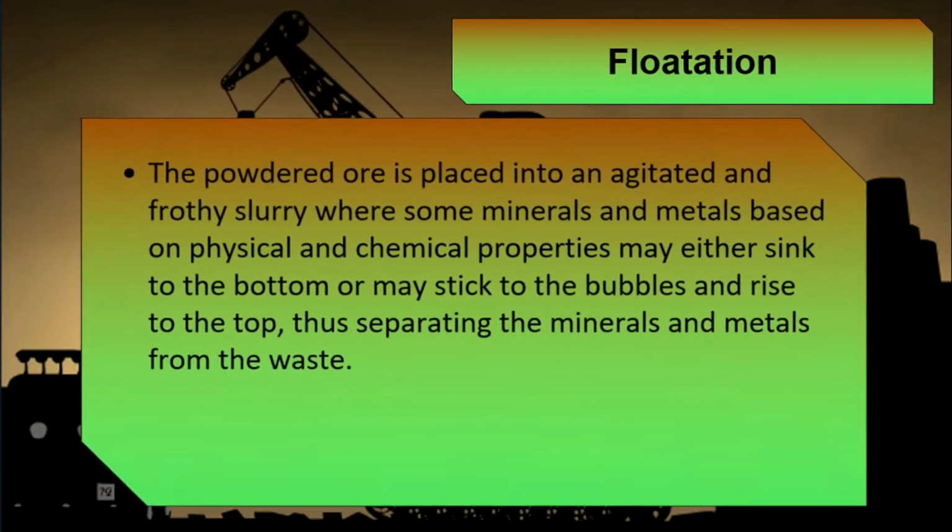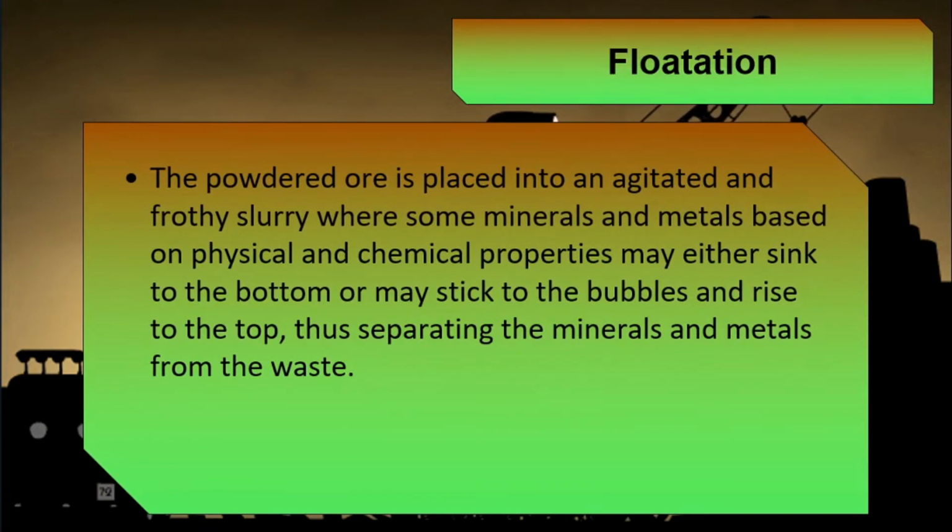Third method is flotation. The powdered ore is placed in an agitated and frothy slurry where some minerals and metal, based on physical and chemical properties, may either sink to the bottom or may stick to the bubbles and rise to the top, thus separating the minerals and metals from the waste.